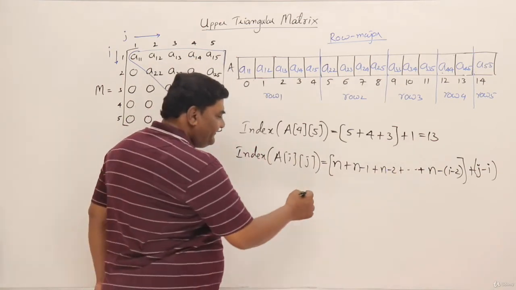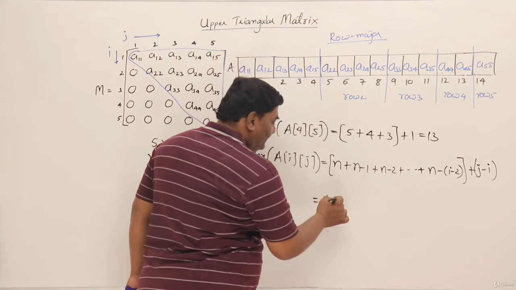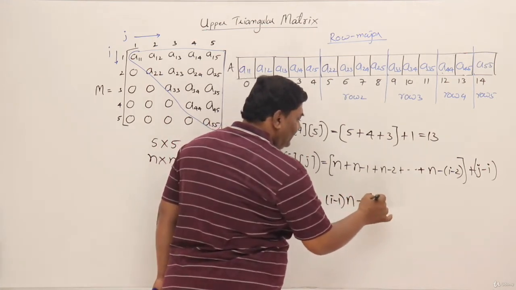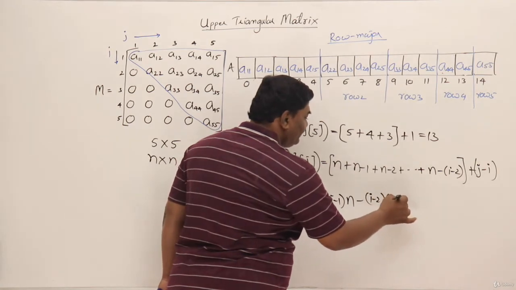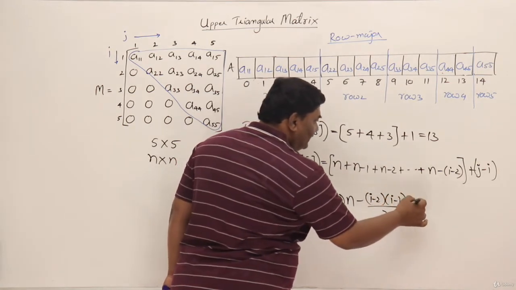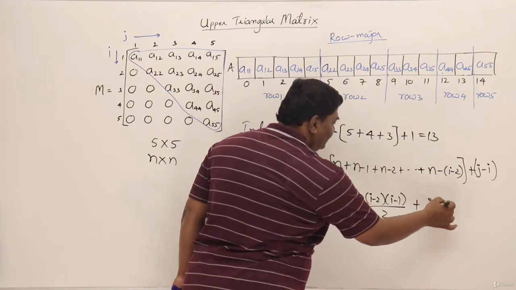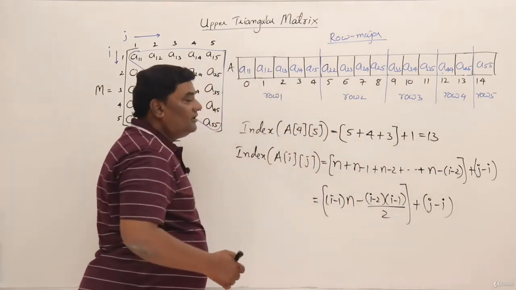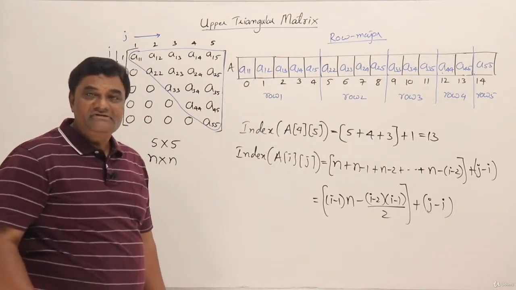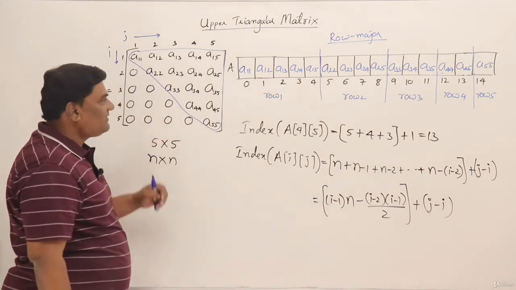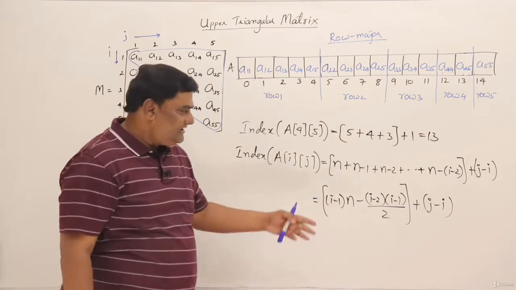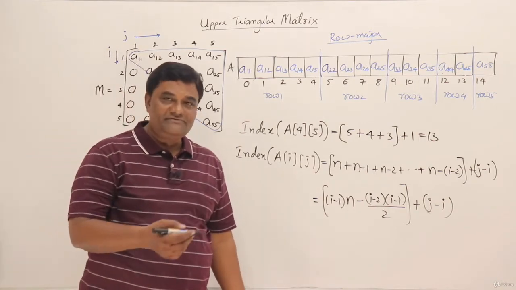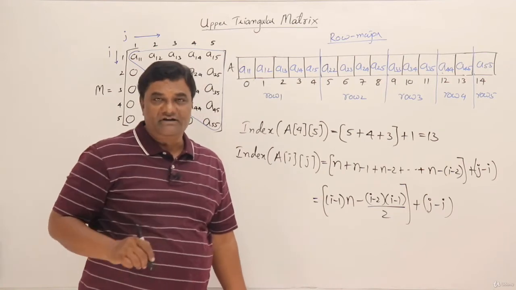So the final simplified formula is i minus 1 times n minus i minus 2 into i minus 1 by 2, and finally j minus i at the end. So this is the formula for the row major representation of an upper triangular matrix. I'll be using these formulas in the program afterwards. Once we finish the matrices, I will show you the program.